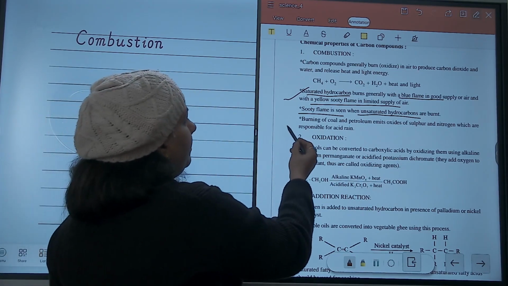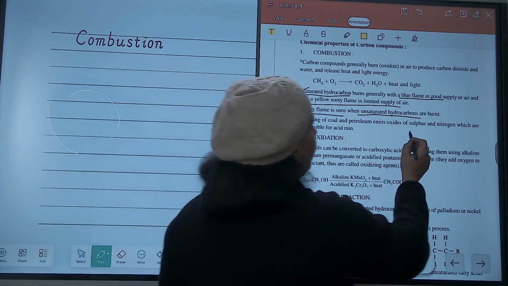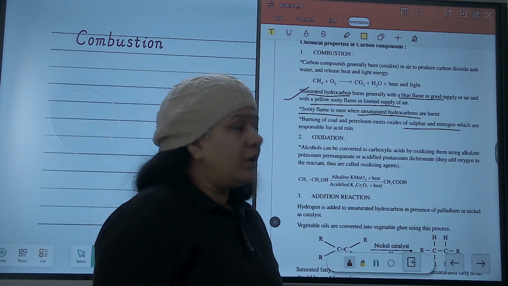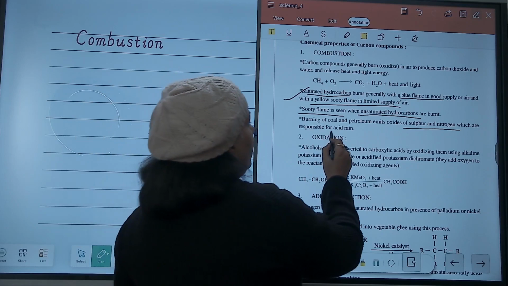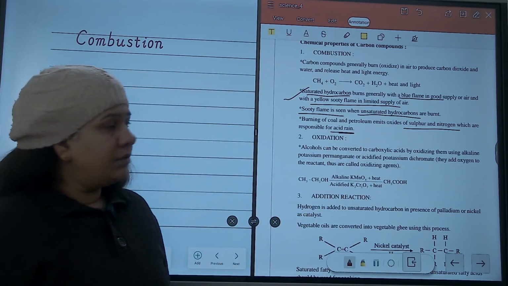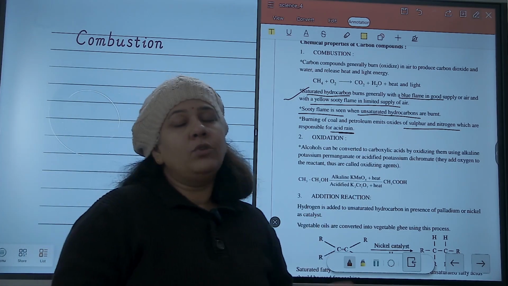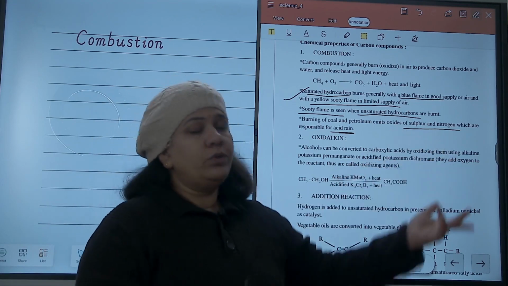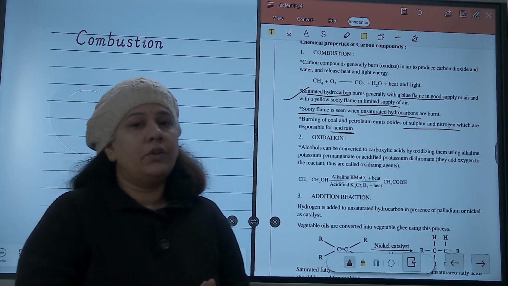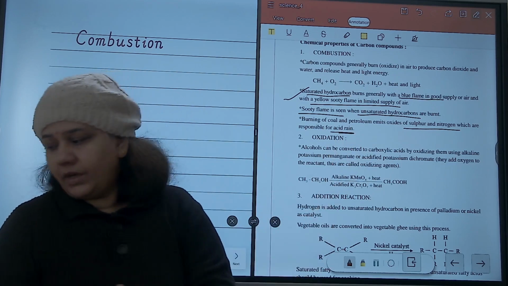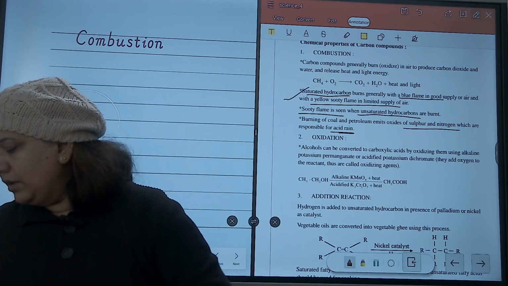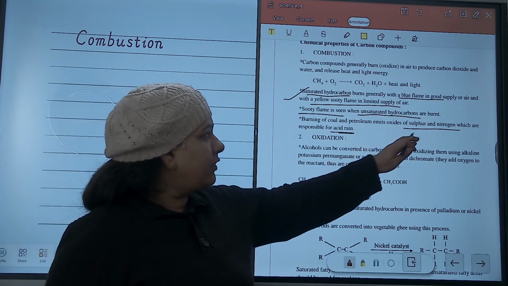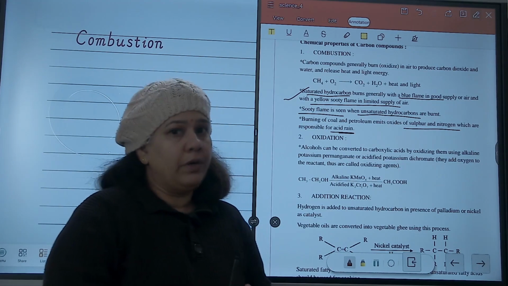Next important point is that burning of coal and petroleum emits oxides of sulfur and nitrogen, which are responsible for acid rain. Coal and petroleum contain these pollutants, or the compounds of sulfur and nitrogen. So when they burn, they will obviously produce oxides of sulfur and nitrogen, which are responsible for acid rain. So this much is for combustion, and these oxides of sulfur and nitrogen are obviously pollutants.